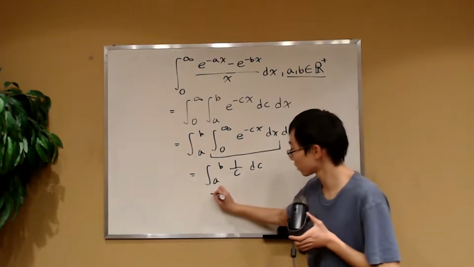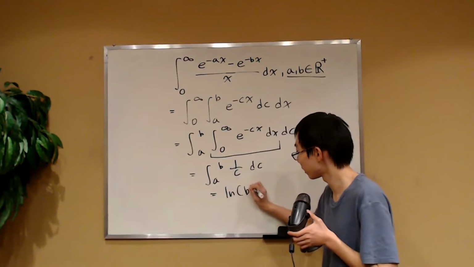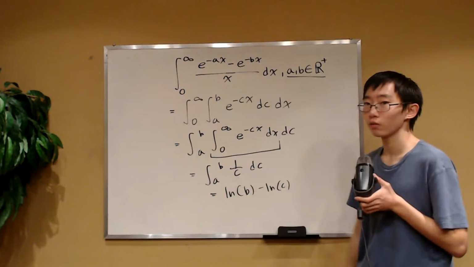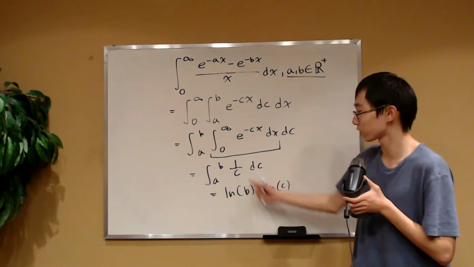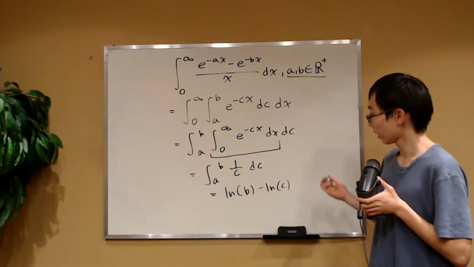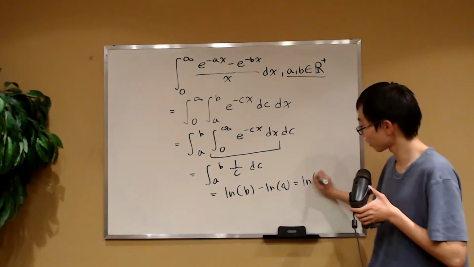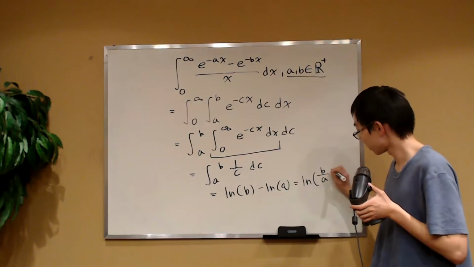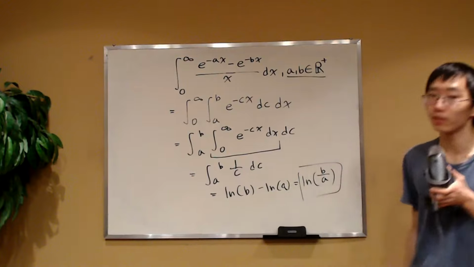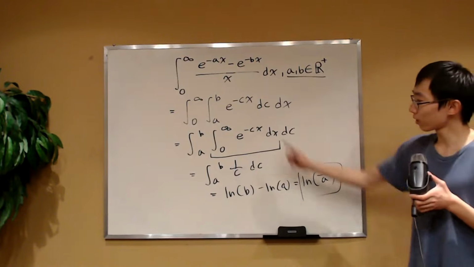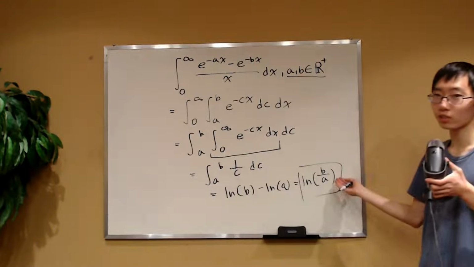This is just equal to the natural log of b minus the natural log of c, because the integral of 1 over c, that's natural log of c. And, okay, this should not be c, this should be a. And therefore, our answer, written more compactly, will be equal to natural log of b over a. As you can see, one substitution, one clever move, the answer just falls out.